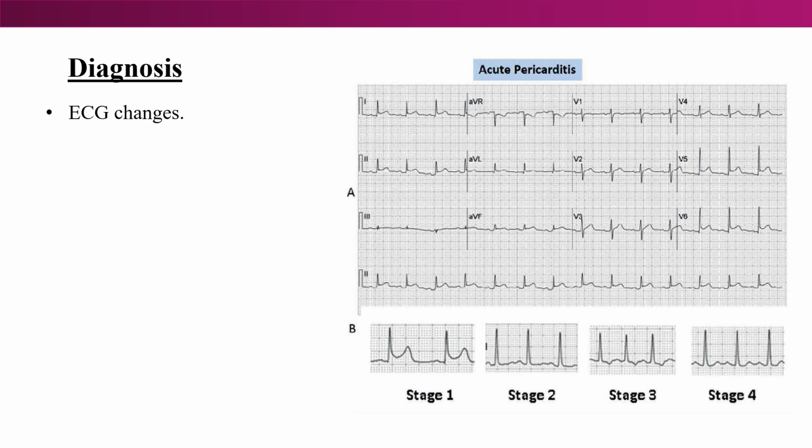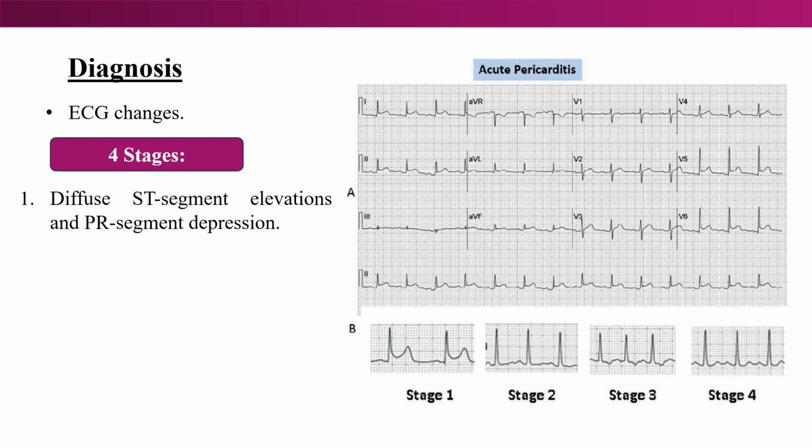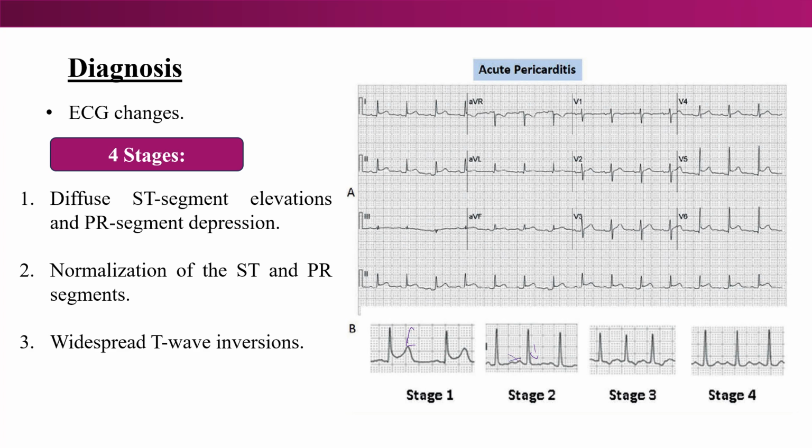Except in uremic pericarditis, the ECG changes in pericarditis typically evolve through four progressive stages. 1. Diffuse ST segment elevations and PR segment depression. 2. Normalization of the ST and PR segments. 3. Widespread T-wave inversions. And 4.